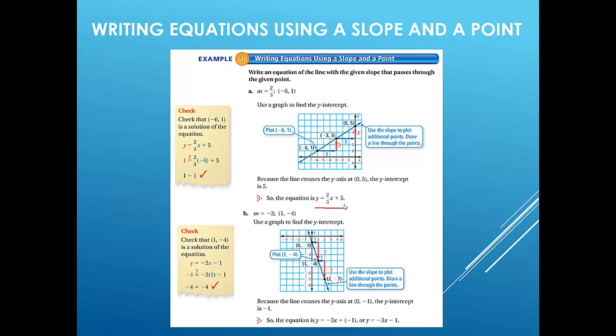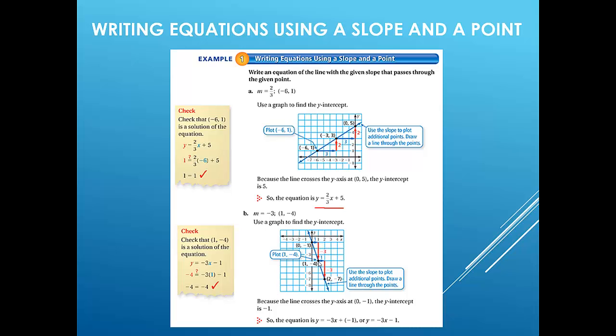For B, m equals -3, so our slope is -3. Remember, that's the same thing as -3 over 1, and our point is (1, -4). We're going to use a graph to find the y-intercept. So first we're going to start at (0, 0), and we're going to plot (1, -4). We're going to go to the right for 1, and then down 4 for -4.